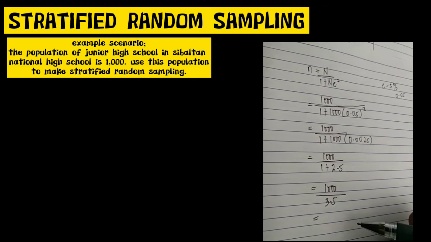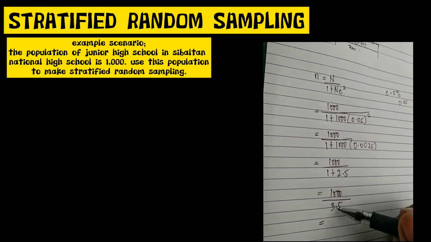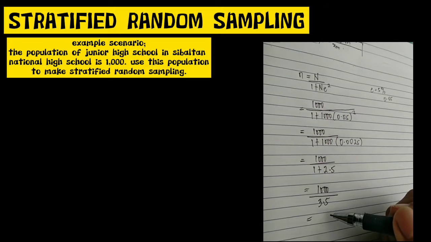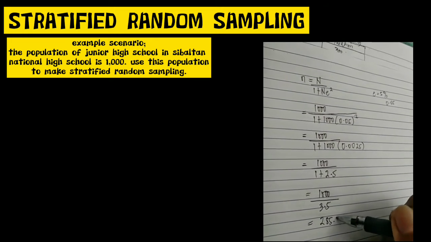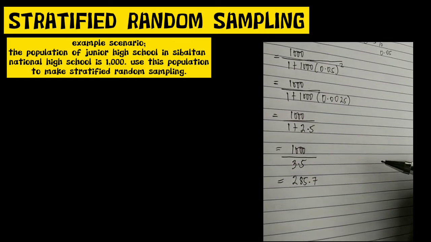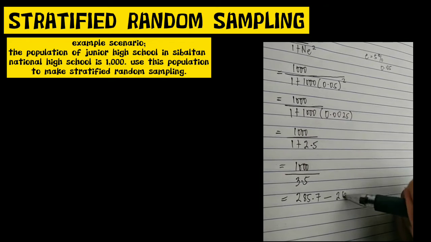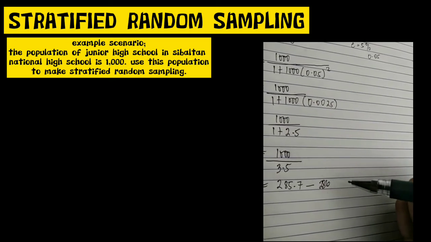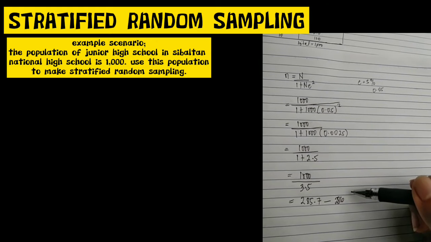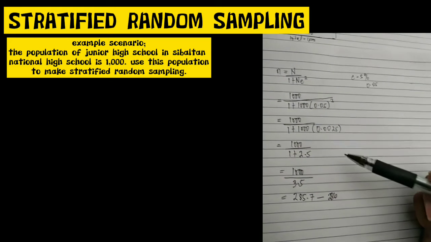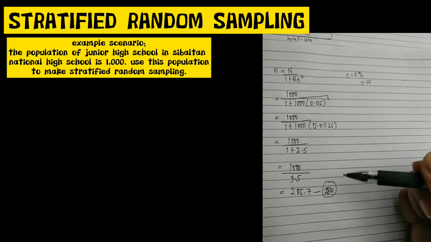Next step, we're going to divide the 1,000 by 3.5, and the total answer is 285.7, or in a whole number, it could be 286. So, meaning to say, sa 1,000 na population natin, ang kukunin lang natin doon na respondent ay 286.